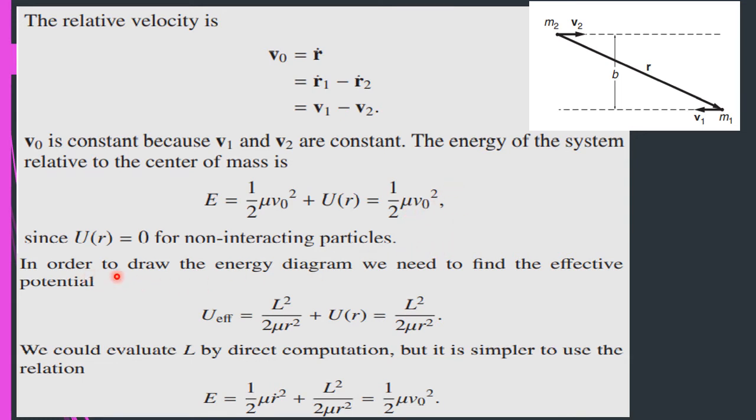Okay, now in order to draw the energy diagram, we need to find out the effective potential. You know the equation, L square by 2 mu r square plus U of r. This is the centrifugal potential term and this is the true potential. So we take this value as 0. So our effective potential is L square by 2 mu r square. So our total energy equation becomes half mu r dot square plus L square by 2 mu r square. This will be equal to the total energy in the center of mass system. The total energy is conserved. So that is equal to half mu v0 square.